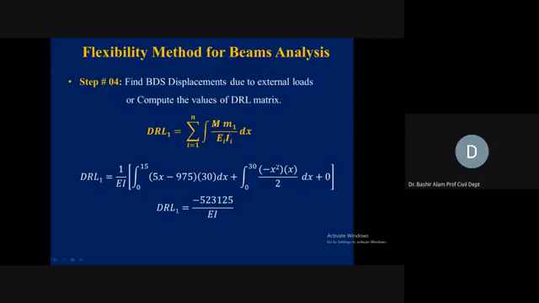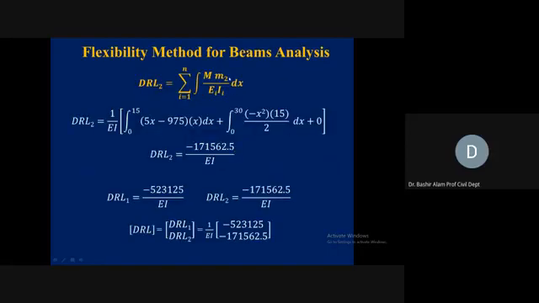DRL2 will now become the product of capital M times m2 divided by EI, dx. Here m2 is the same, 0 to 15 for member 1: 5x minus 975 times m2, which is x now. Member 2 is coming here, again with the 2I. And here it is 0 times the m2 values, so it is giving 0 for DRL2. So we found DRL1 and DRL2, and we record those values here.